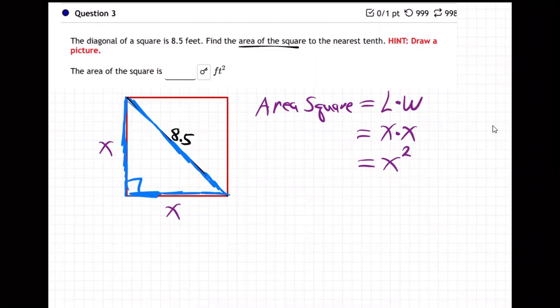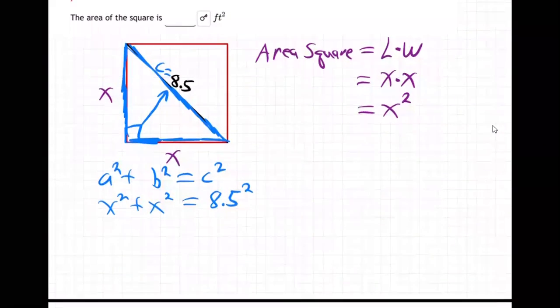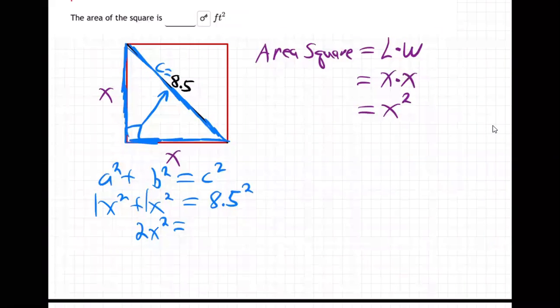What do we do whenever we have a right triangle? A squared plus b squared is c squared, right? That's what we always do. Pythagorean theorem. Which side is c? The side across from the right angle is your c. That's the longest side. That's the 8.5 squared. And the other two sides are both x squared plus x squared. So you need to do a little algebra here. This is 1x squared and 1x squared. That's 2x squared. 8.5 squared, use my calculator here.